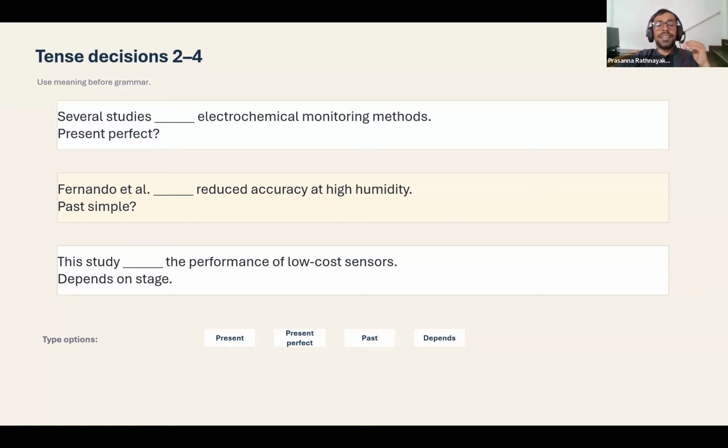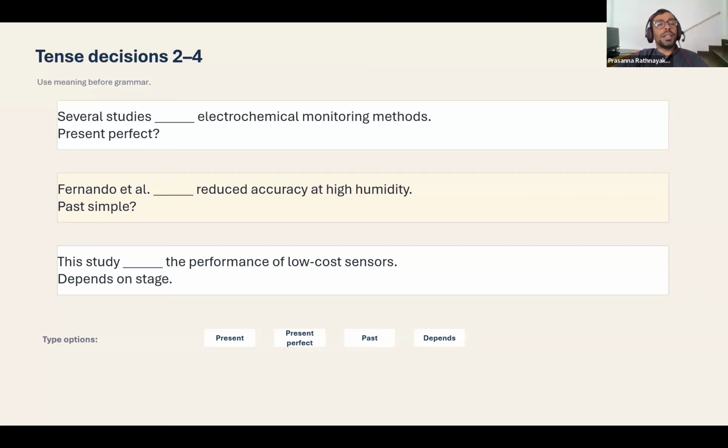All right. It is present perfect. Why? Several studies have examined electrochemical monitoring methods. This often uses present perfect because a body of research extends from some time in the past up to the present. It's a building up process of knowledge up to now, starting from a past event. So present perfect tense fits there.